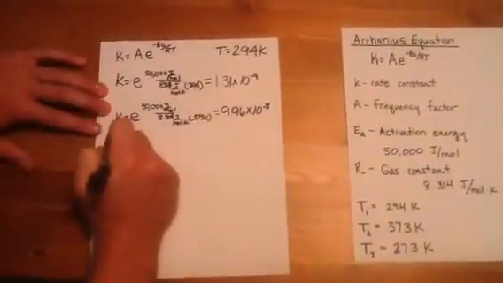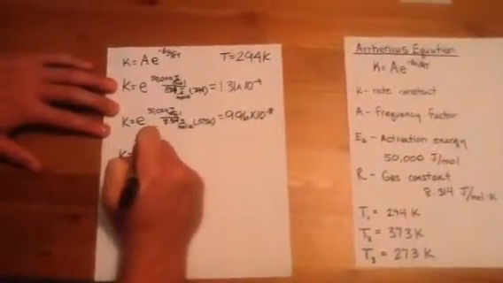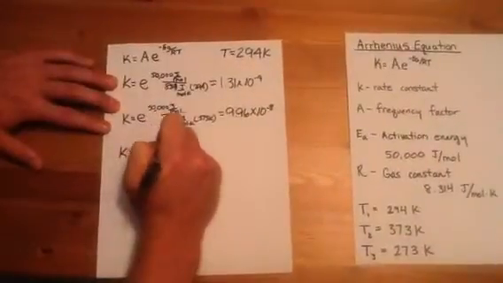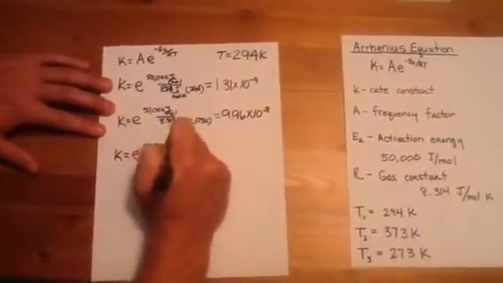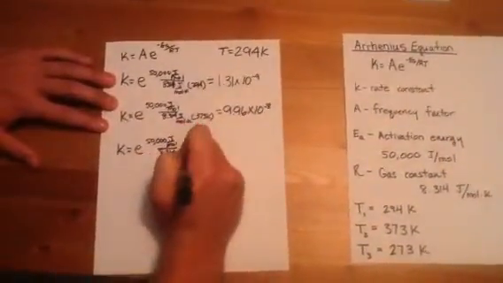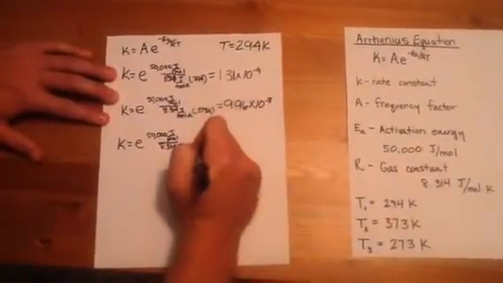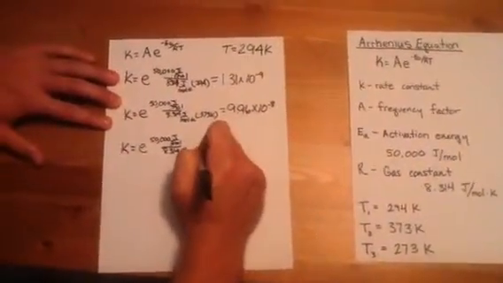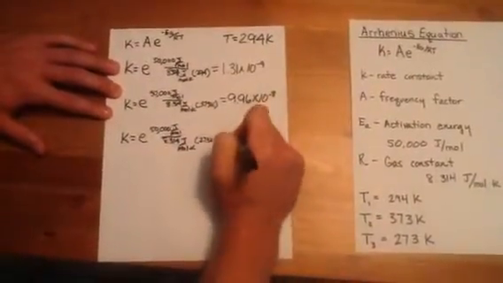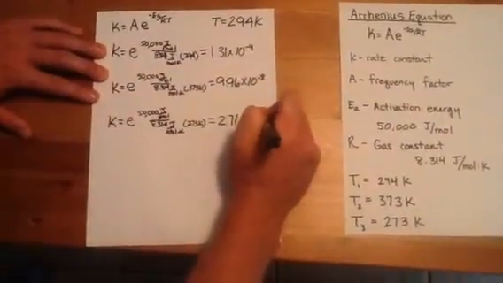Last temperature we're going to do is cold water. That temperature is going to be 273 Kelvin. I'm going to plug that in to this equation. Kelvin. That's going to equal 2.71 times 10 to the negative 10.